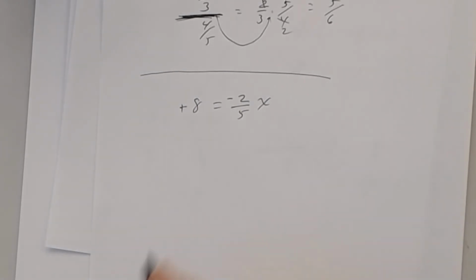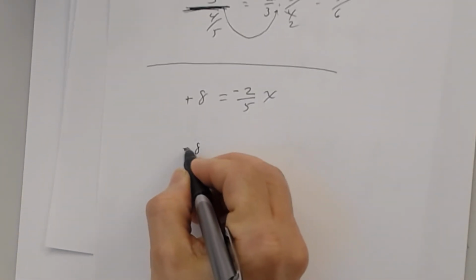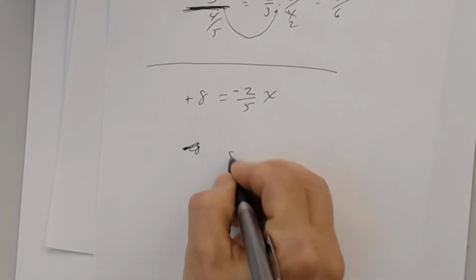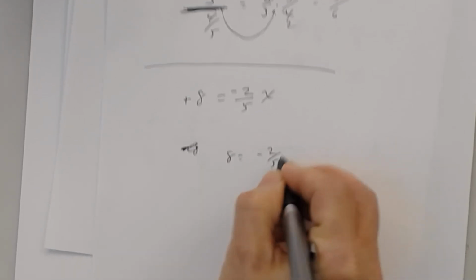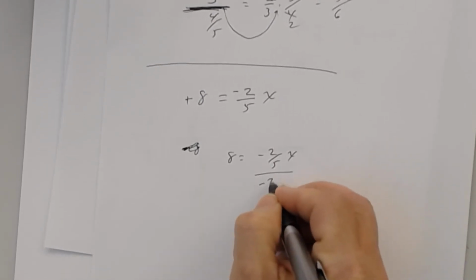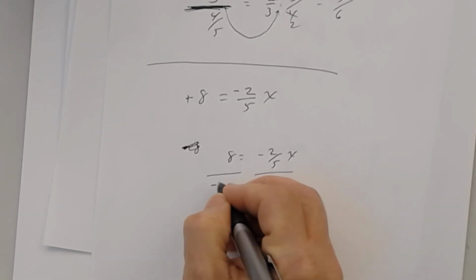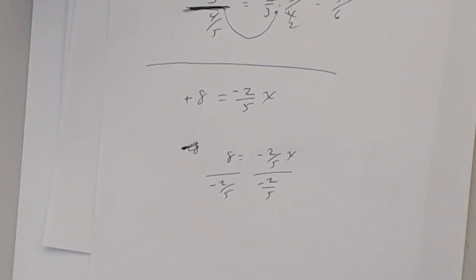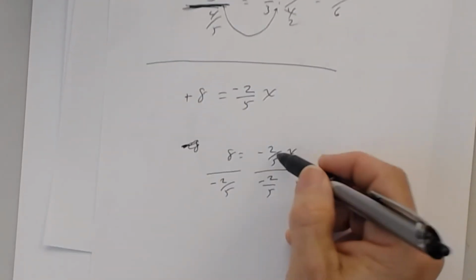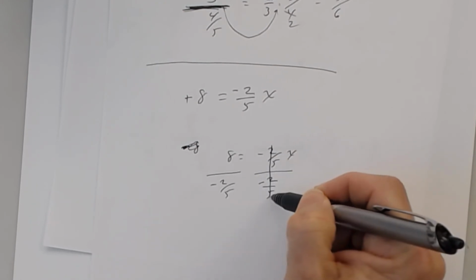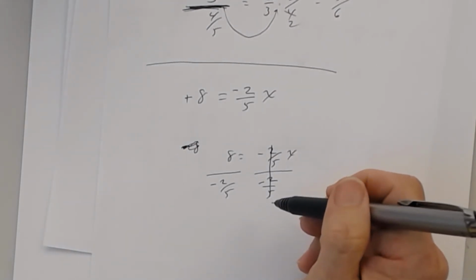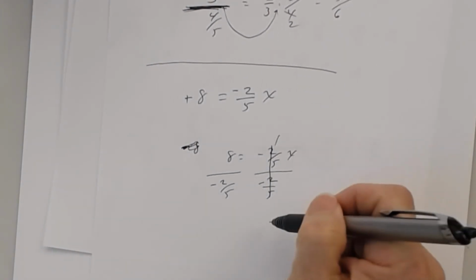Okay, so I'm going to rewrite this over. I'm going to say divide by -2/5, divide by -2/5. And remember, the whole idea is to get x by itself, right? I know that -2/5 divided by -2/5 is what number? 1. 1 times x is x.